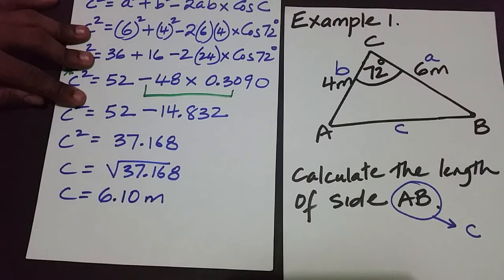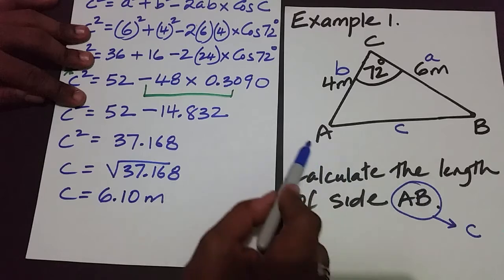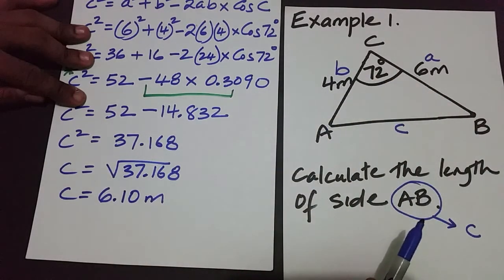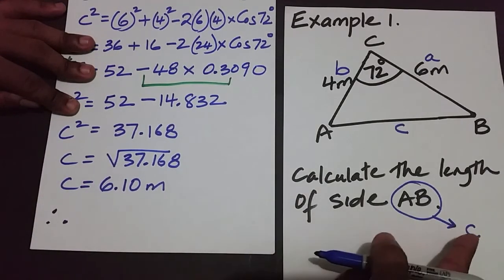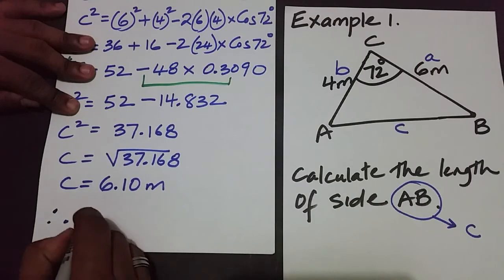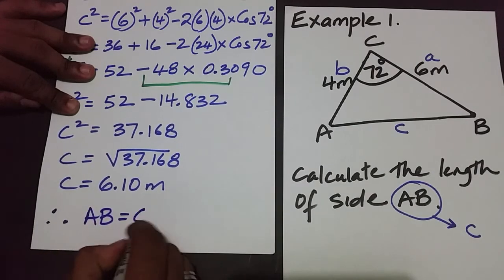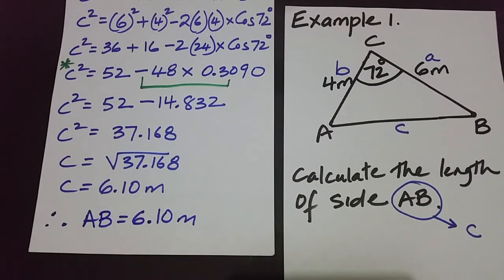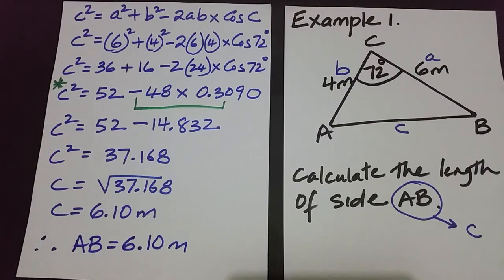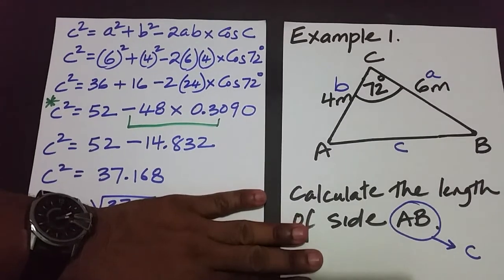Now, remember, they didn't ask us anything about C. We're just using our knowledge of how to manipulate common and capital letters on a triangle to solve using a trig rule, in this particular case, the cosine rule. They had asked us for the length of side AB. So at the end, we need to state, therefore, seeing that we know that little c is the same as side AB, then the length of AB is 6.10 meters.